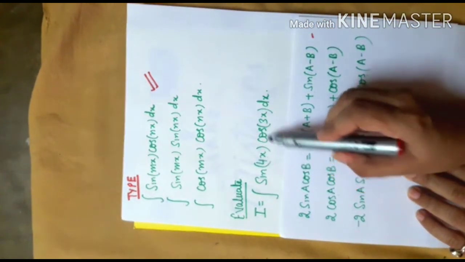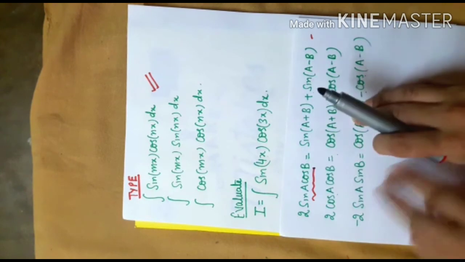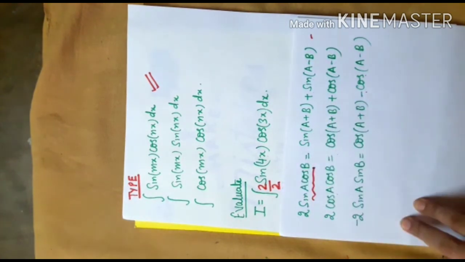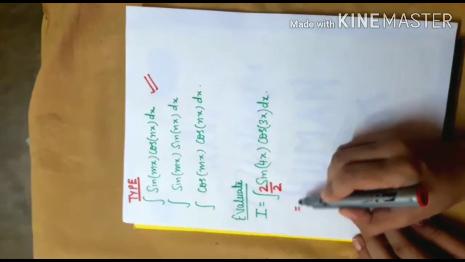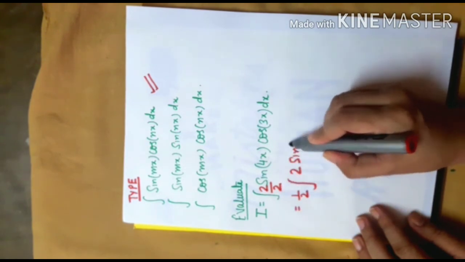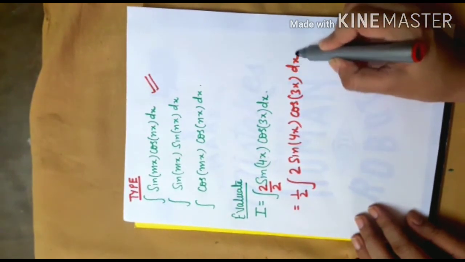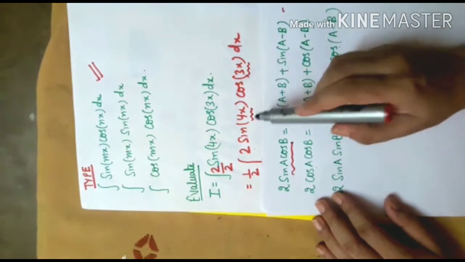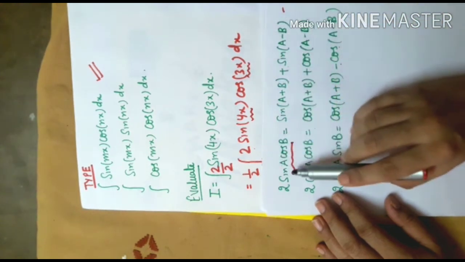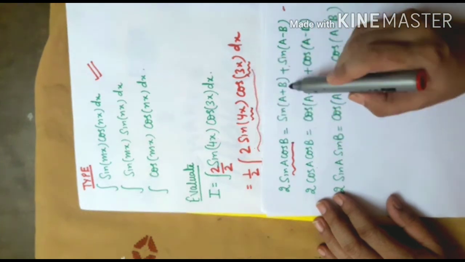Yes, we have sin a cos b. This we need 2 here to get this form. So what I do, I multiply and divide with 2. So here I'll get 1 by 2. I have taken this 2 outside, and this is 2 sin 4x into cos 3x dx. A cos b. Role of A is being played by 4x and role of B is being played by 3x. And yes, it is equal to sin A plus B plus sin A minus B. So here I'll apply this formula.